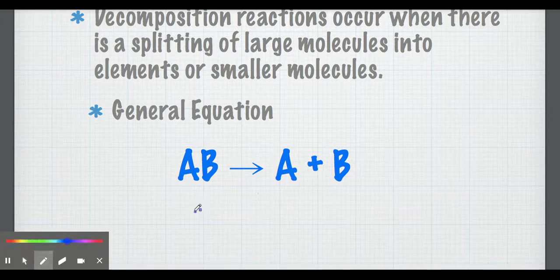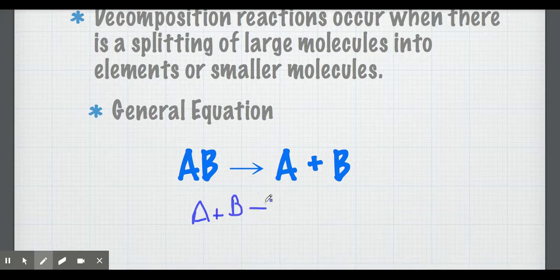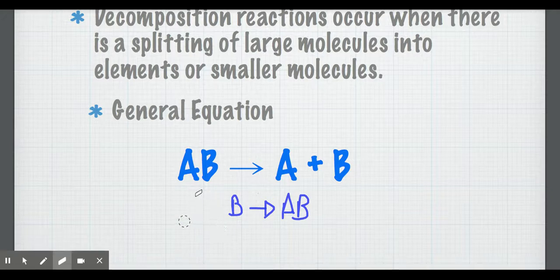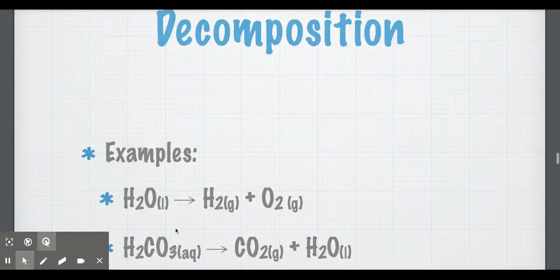Well, let's try to remind ourselves of what synthesis looked like again. Synthesis was A plus B yields AB. And now we're saying decomposition is AB yields A plus B. They're actually just the opposites of each other. So synthesis and decomposition are opposites of each other. Synthesis, you're building a molecule up, and decomposition, you are breaking a molecule down. So in the next slide, we're going to take a look at some of our examples of decomposition, and you might see some of these might look familiar.